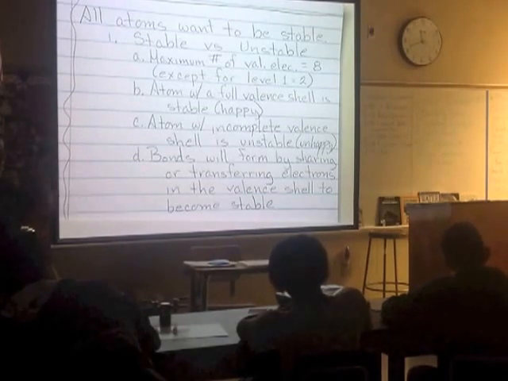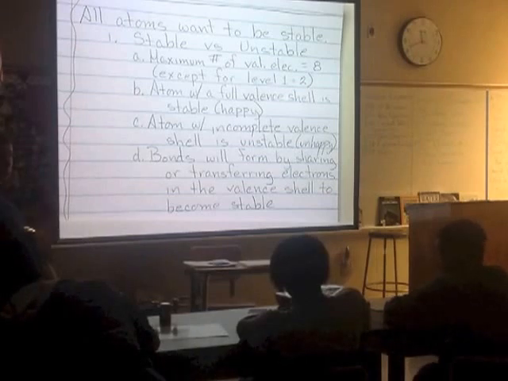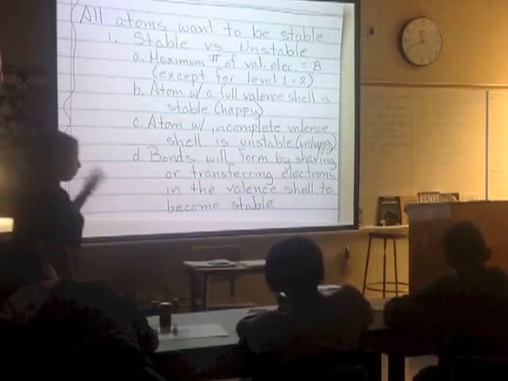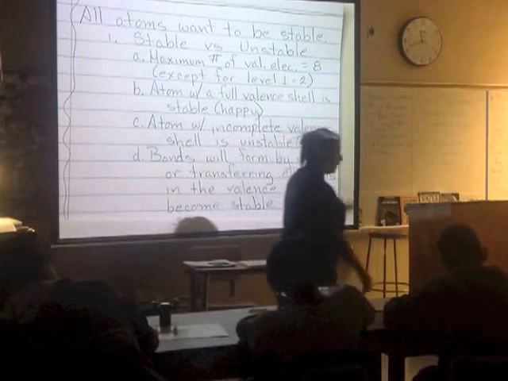So it either takes electrons, gives away electrons, or shares its electrons, for it to have a full valence shell in order for it to be stable.